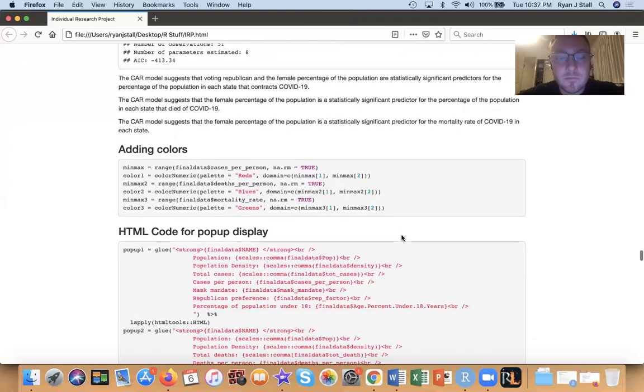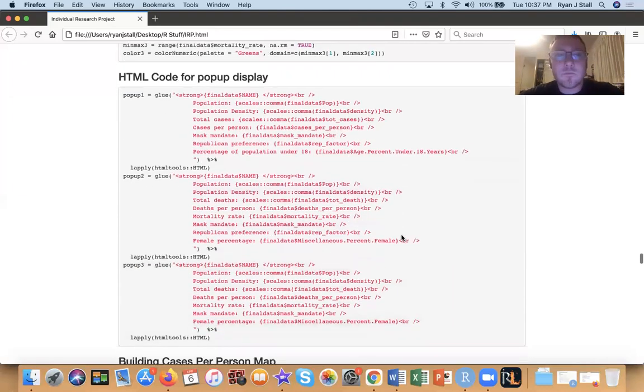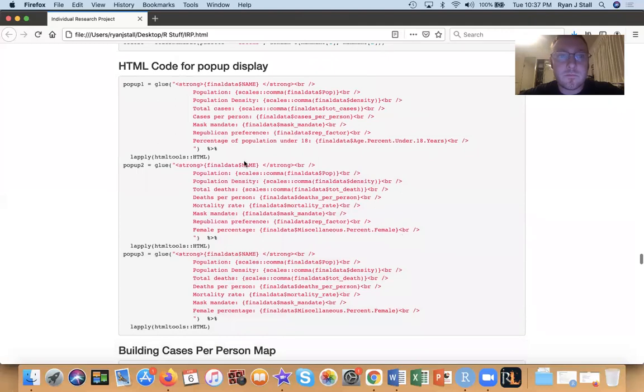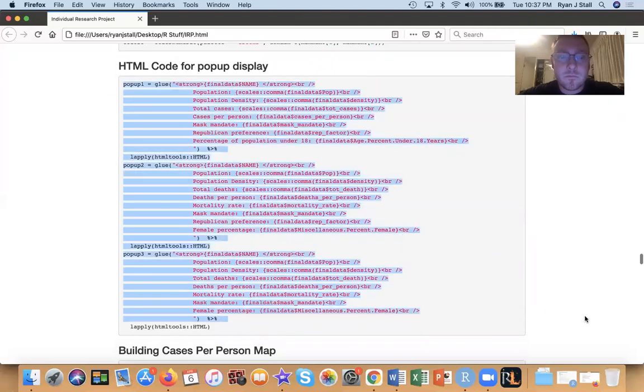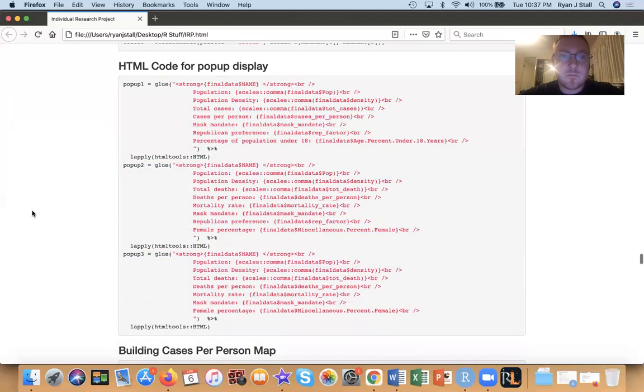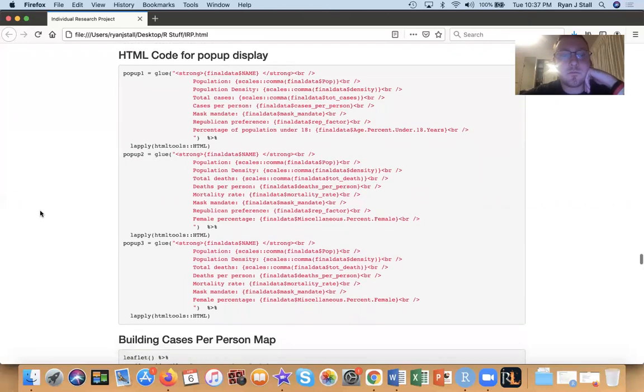Then I went about creating the pop-ups. For these three maps, I tried to include the variables that my models indicated were statistically significant. I also included population density and whether the state had a mask mandate, regardless of whether the model said they were statistically significant, because common sense would suggest that they are. Finally, we get to the maps.